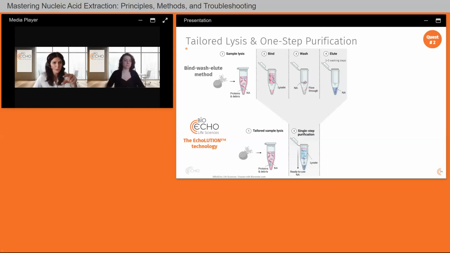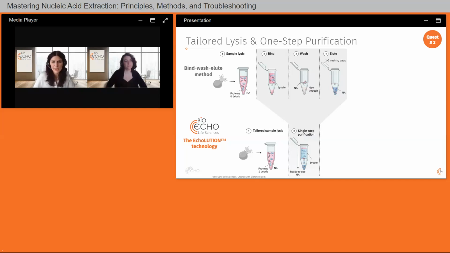What we also can do, we have smaller columns. So if we switch to a higher format, like a 384 well plate, there we can work with 25 microliter. Maybe we can discuss this further, but what we do not have with BioEcho, like in the bind-wash-elute workflow, is the up-concentration effect.